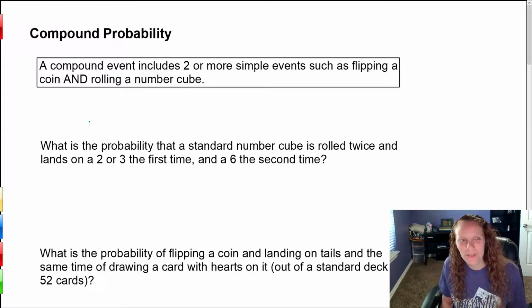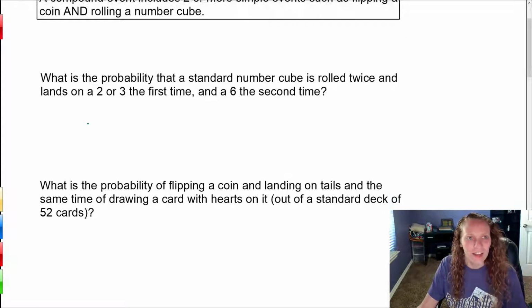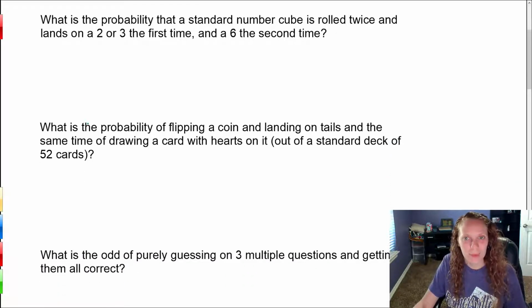Hey guys, today we're going to be looking at compound probability. Remember that a compound event includes two or more simple events, such as flipping a coin and rolling a number cube all at the same time. Let's just jump in and look at a few practice problems.